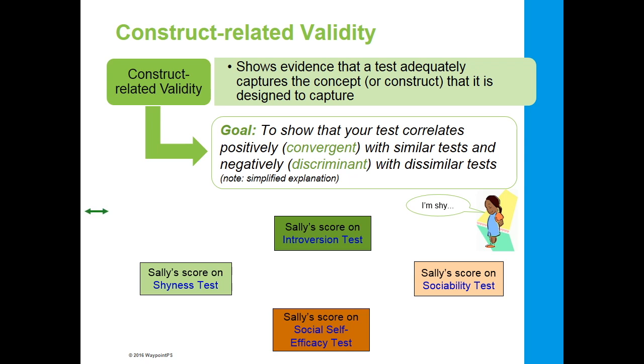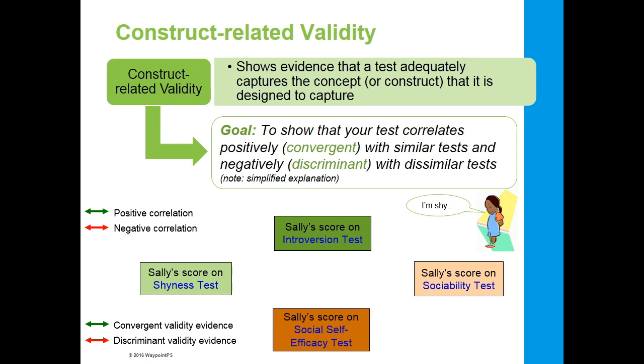Let me go through the legend real quick. The green arrow represents positive correlation, indicating convergent validity evidence. Red arrow is negative correlation and indicates discriminant validity evidence.